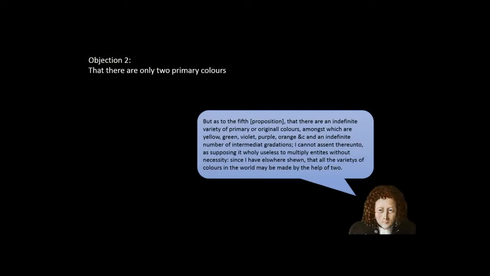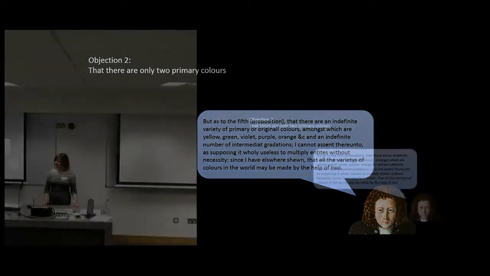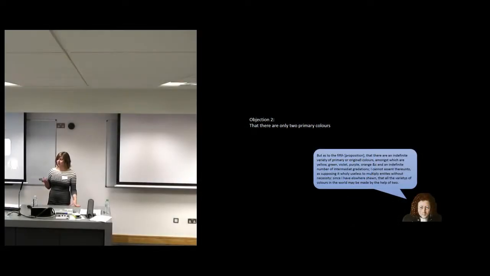So this is what Hooke says. But as to the fifth proposition, that there are an indefinite variety of primary or original colours, amongst which are yellow, green, violet, purple, orange, etc., and an indefinite number of intermediate gradations, I cannot assent thereunto as supposing it wholly useless to multiply entities without necessity, since I have elsewhere shown that all the varieties of colours in the world may be made by the help of two.